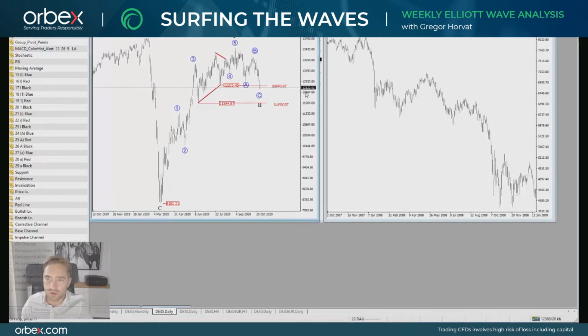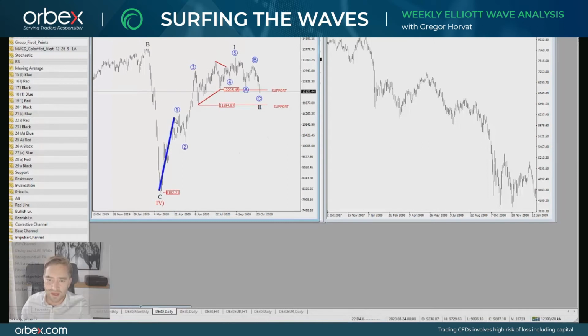So we will see how this unfolds, but we have to respect that the previous recovery here up from March was actually very aggressive and can be counted in 5 waves, and now you have the counter trend normal reaction in 3 waves. So the first support is here, the second support is still 500 points away, but generally speaking, if we get an impulsive reversal from one of those levels, then obviously we will have a confirmation that bulls are back.